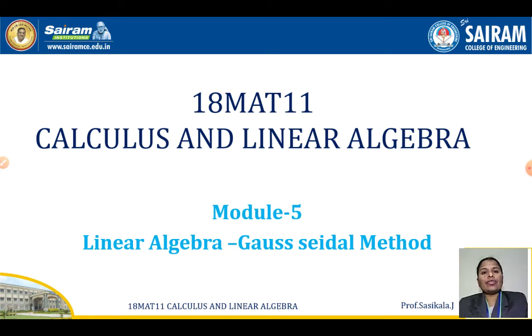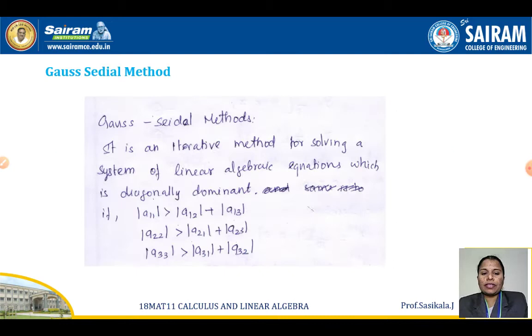Then we solve by the elimination method, as we have done, and after elimination we did the Gauss-Jordan, which converts it into a diagonal matrix. Here, the Gauss-Seidel method is basically an iterative method for solving a system of linear algebraic equations that is diagonally dominant. So first we will see what is meant by diagonally dominant.